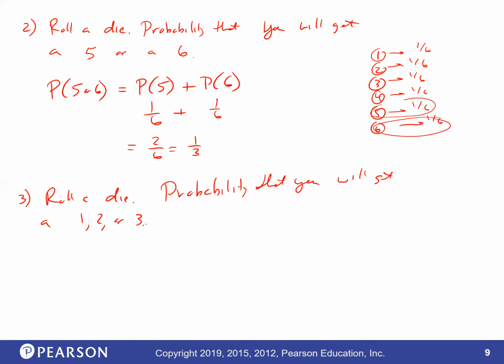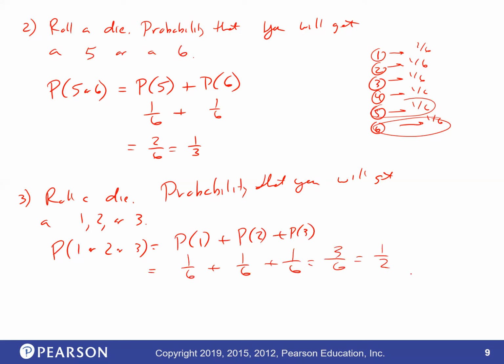Now let's see how mathematically it makes sense. We have to somehow get that 1/2 mathematically. So probability of 1 or 2 or 3 means probability of 1, probability of 2, probability of 3. Mutually exclusive. This is 1/6, that is 1/6, that is 1/6, and together that gives us 3/6. Are we at 1/2? Absolutely. The addition property works nicely.